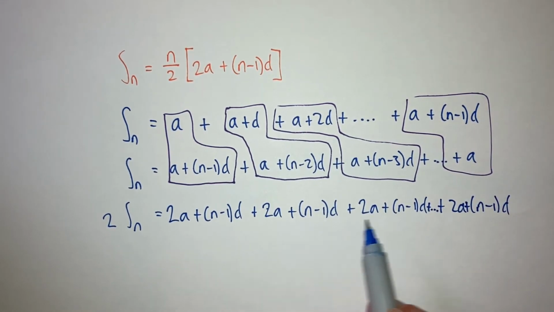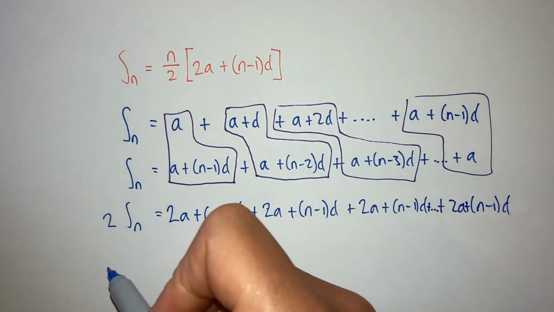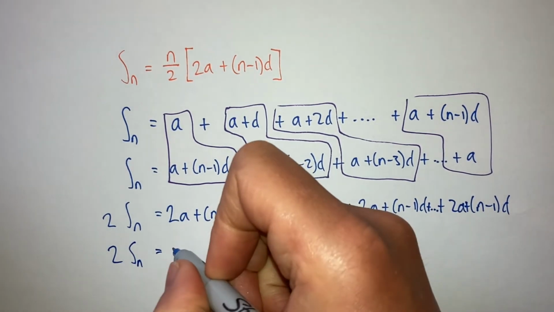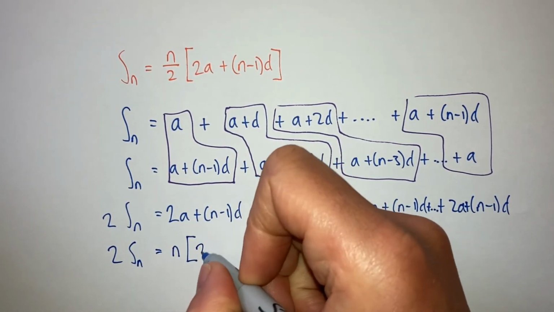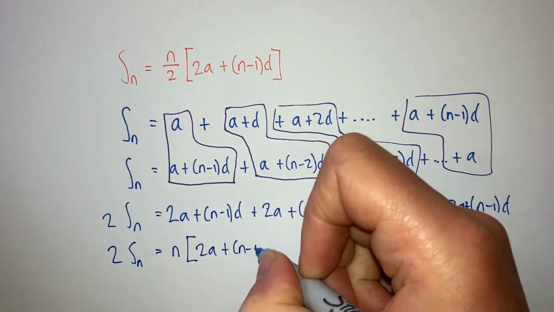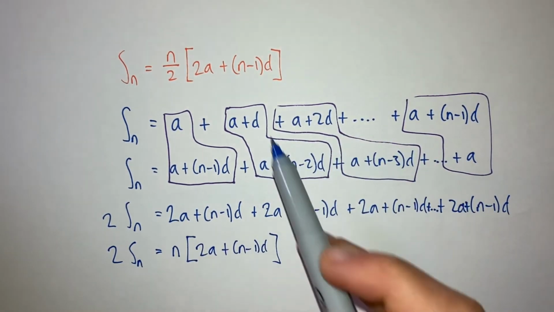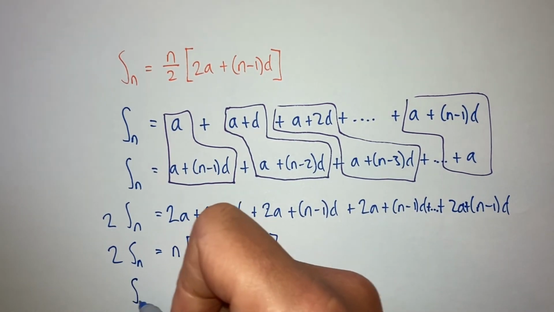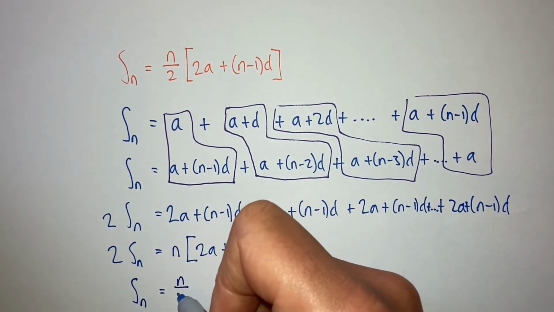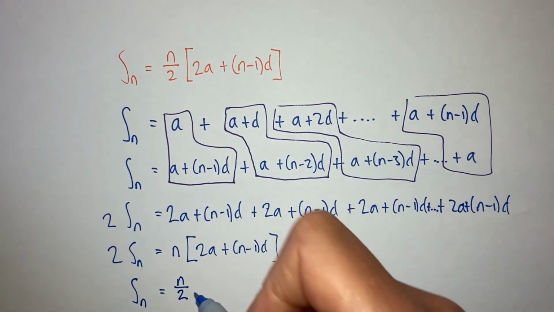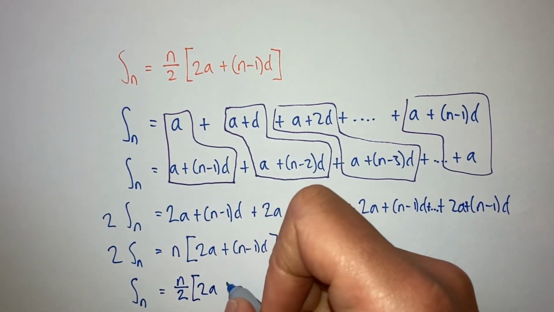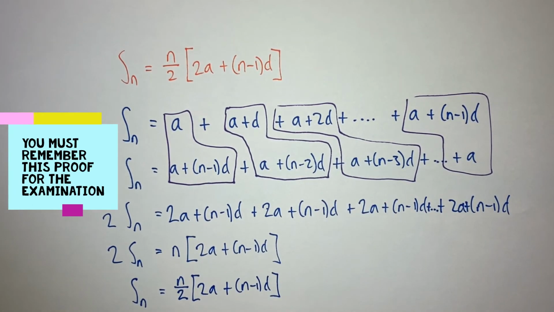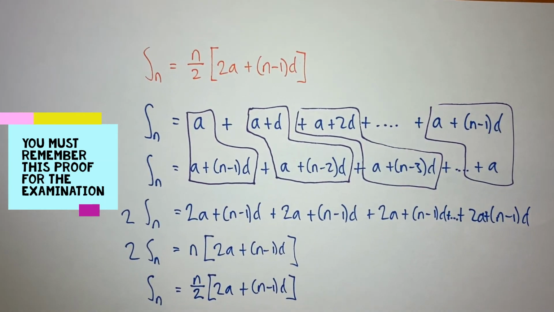Now this repeats n times, so now we can write that 2Sn equals n lots of 2a plus n minus 1 d. And then to get the final result that we're looking for, we need to divide both sides by 2. So Sn equals n over 2, dividing both sides by 2, brackets 2a plus n minus 1 d. And there we have the result that we were looking for.